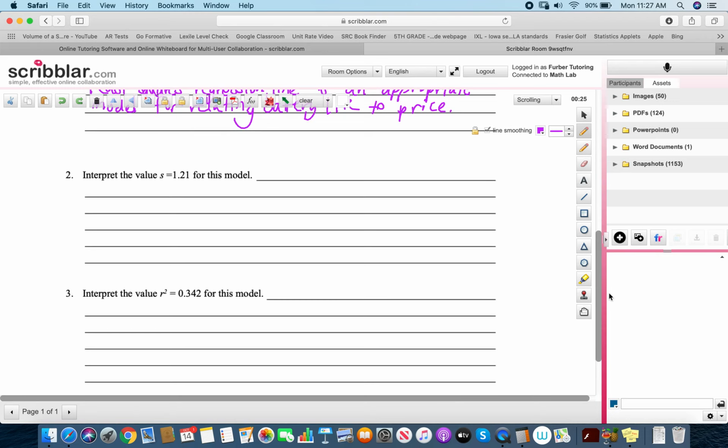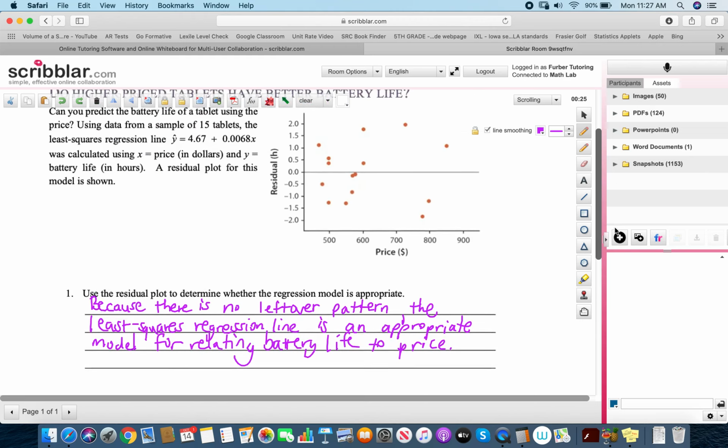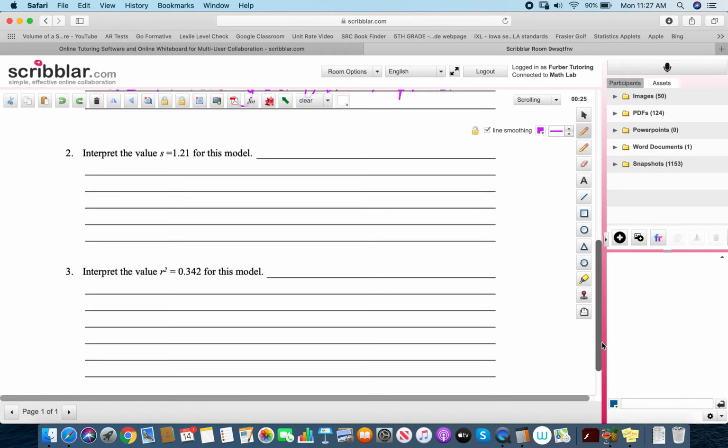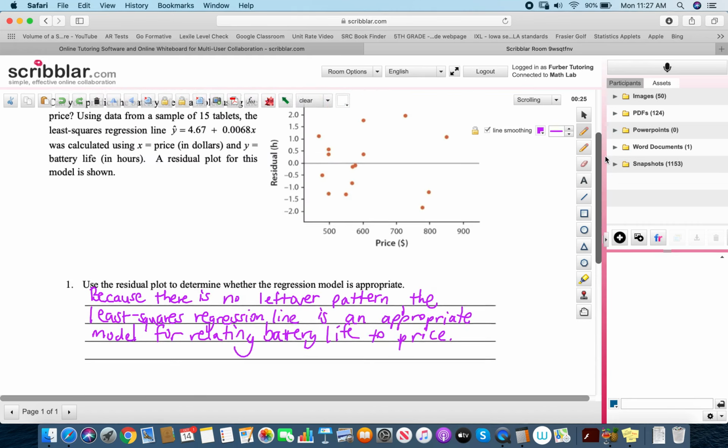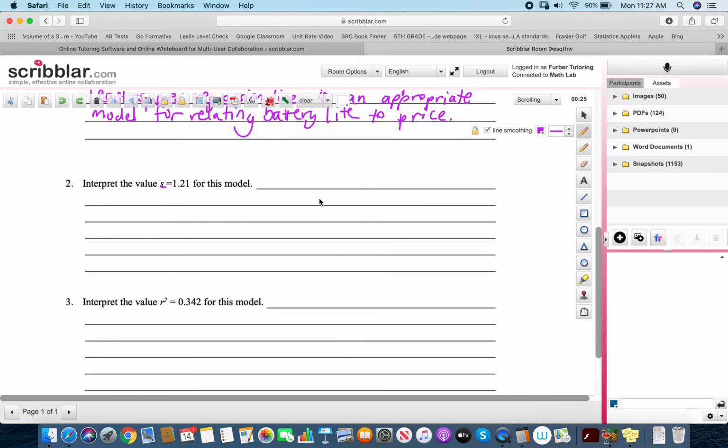Interpret the value s equals 1.21 for this model. That is the standard deviation of the response variable, the hours. So this is standard deviation. What does that mean for this model? Well, if the value of the standard deviation is 1.21, that is 1.21 hours.